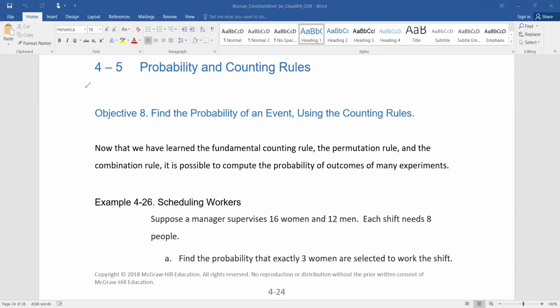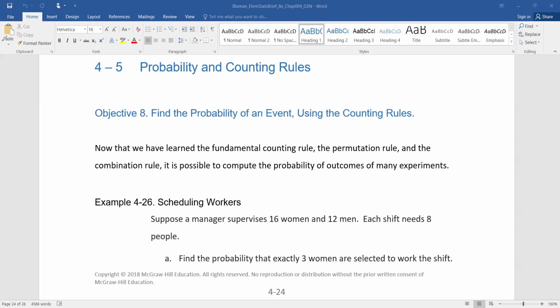Alrighty, in this last video for chapter 5, we're going to be going over 4.5, which is probability and counting rules. So, putting it all together with the permutations, combinations, and the total options there are as well with an event happening. In objective 8, we're going to find the probability of an event using the counting rules. Now that we have learned the fundamental counting rule, the permutation rule, and the combination rule, it is possible to now compute probabilities of outcomes of many experiments.